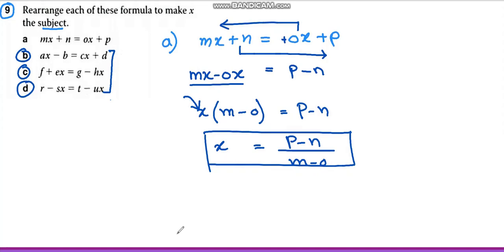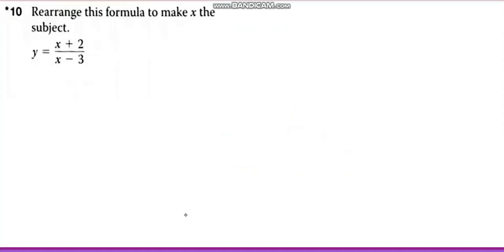Now let's proceed to the next question. In question number 10, again, we have to make x the subject. So let me rewrite the equation, which is y equals x plus 2 over x minus 3.